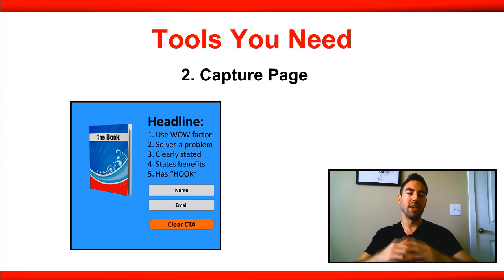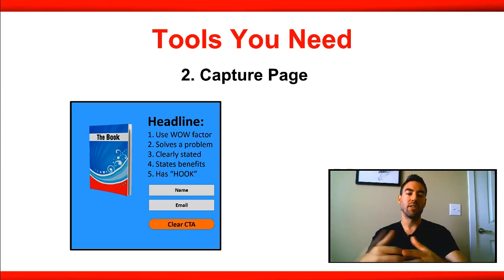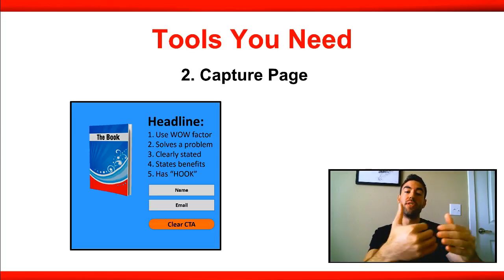A capture page. Now, you've probably seen one of these. You've probably put your email in to one of these. And basically, it's a page that captures your prospect's email address. Now, as you can see on the image, you can actually request their name and their email and their phone number. But personally, if you just want to build an email list pretty fast, I recommend just doing your email address, okay, or their email address.